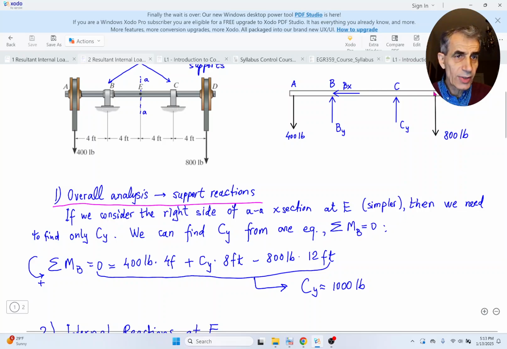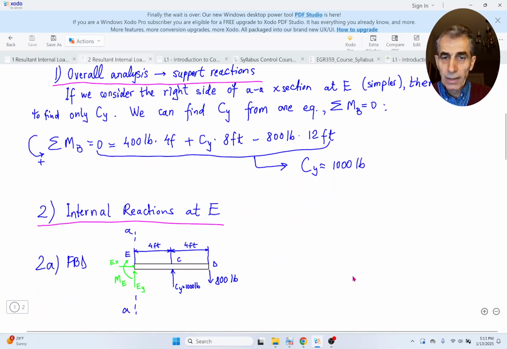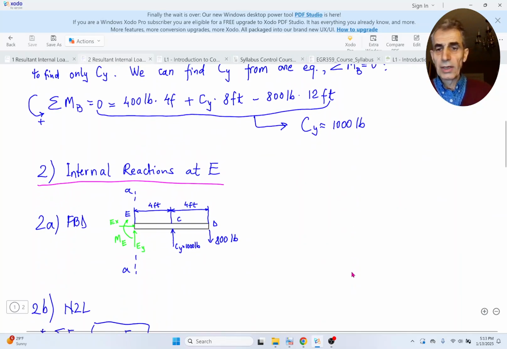And then we have this 800-pound force at point D pulling downward. This is acting in a clockwise direction about point B, and of course the moment will be negative, and the moment arm will be 12 feet, that's between B and D. One equation, one unknown, Cy. We solve for it, we get Cy. Now we are ready to focus on the point of interest, which is our point E, and we select the right side because we worked for the Cy.